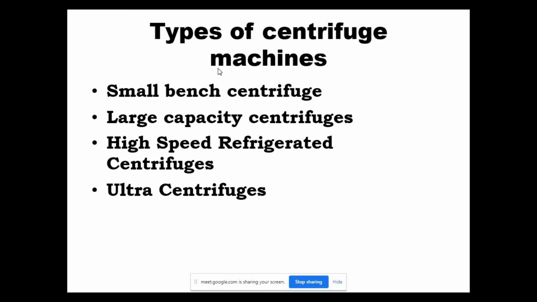So there are different types of centrifuge machines. One is a small bench centrifuge machine. This kind of machine is kept on the bench, on a table. Generally they can accommodate, say, 10 tubes or fewer, and the volume they can accommodate is about 1.5 to 2 ml. Then the large capacity centrifuge is a large one, where the maximum capacity they can handle is about 500 ml.